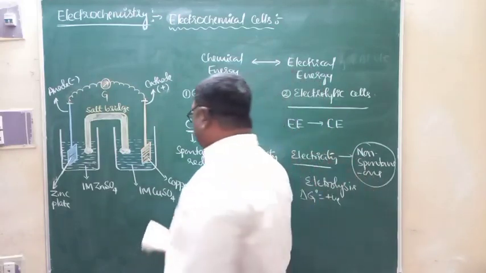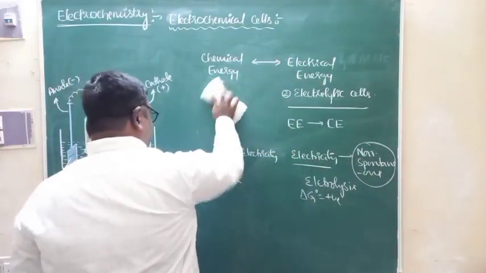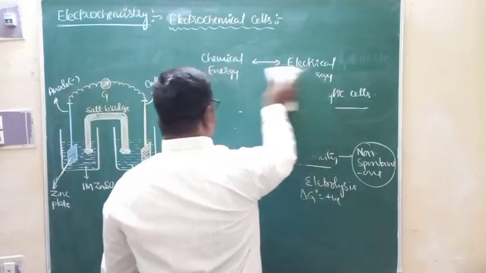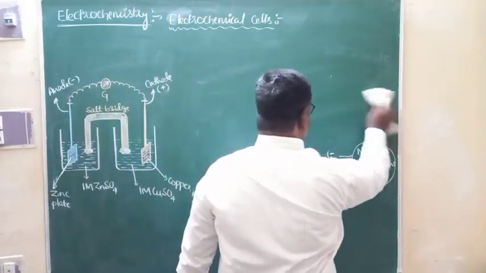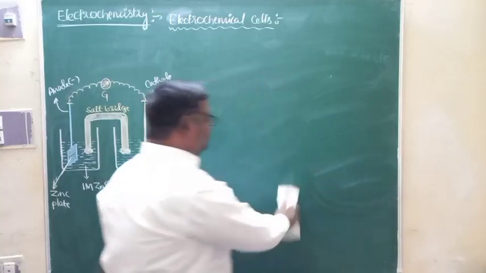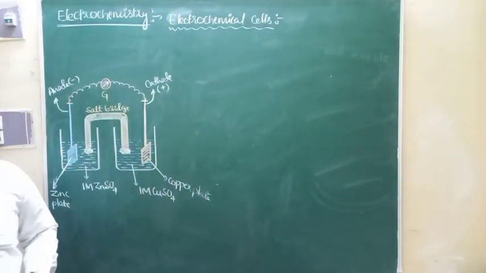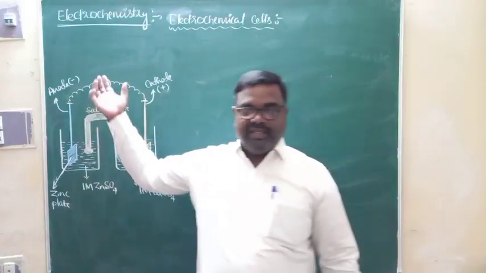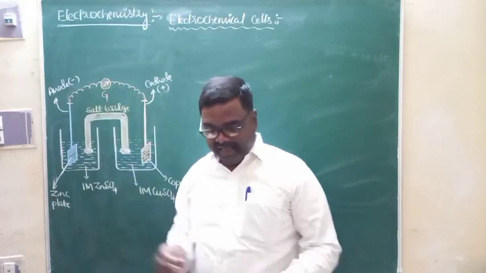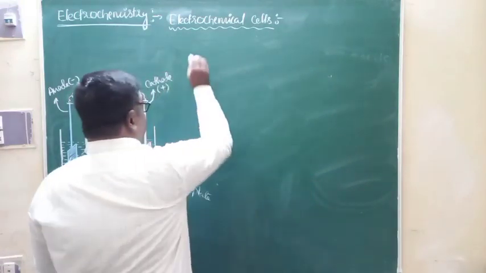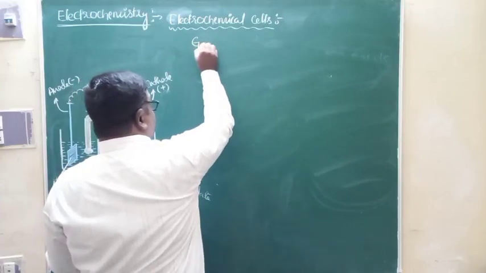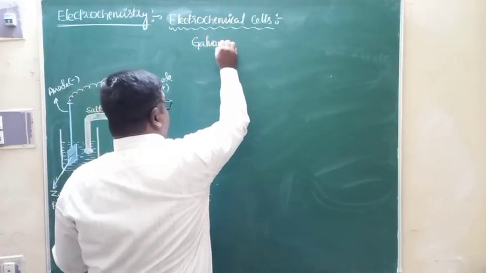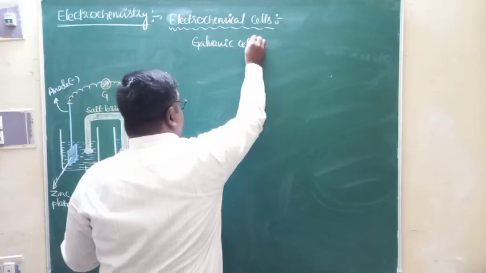As far as the chapter electrochemistry is concerned, our interest is only on one of the galvanic cells, that is what we call the Daniel cell. Let me talk about galvanic cells first.